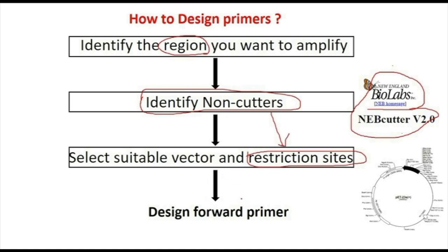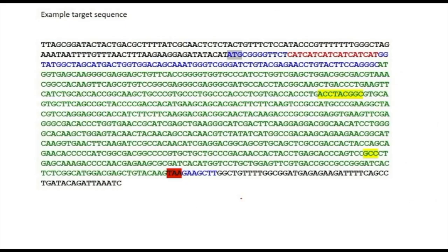After that, you can go for designing the forward primer. So for understanding purposes, I am using this sequence. I will use this sequence to design the primers and analyze the primers. So this is the whole sequence, but I don't want to amplify the whole region. I want to amplify the sequence which is highlighted in green. So I want to amplify starting from here to here.